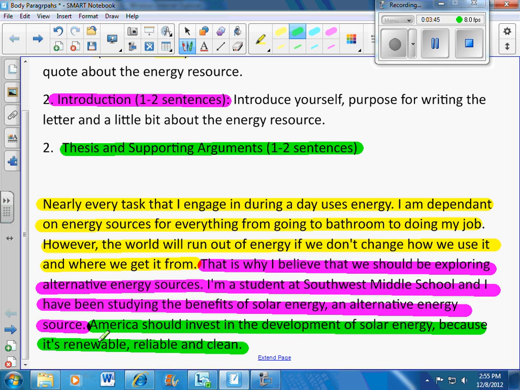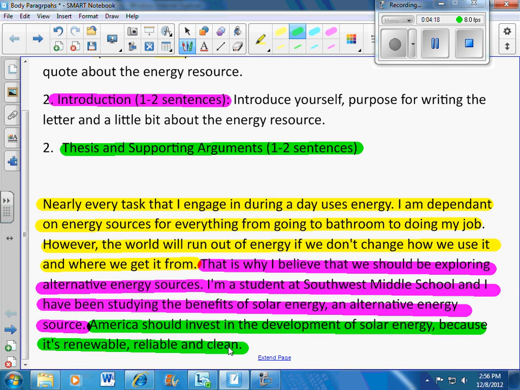If you notice, renewable, reliable, and clean are all just one word. That means that they're parallel structure. If I had said something like, because it's renewable, reliable, and produces lots of energy, that would stand out. It's not parallel. It's not structured the same. So I went back and made sure that my list of supporting arguments was really parallel structure.